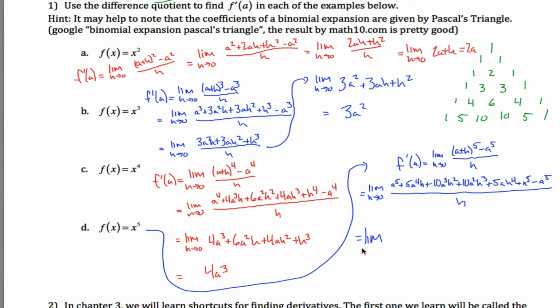So I can factor out an h from each of those terms and cancel it with this h, and get the limit as h approaches 0 of 5a to the 4th plus a bunch of junk that's going to end up going away: 10a cubed h, not h squared anymore, but h because I canceled it with this h, plus 10a squared h squared plus 5a h cubed plus h to the 4th power. And I can evaluate this limit. I could change all the h's into zeros. This goes away, this goes away, this goes away, this goes away. All I'm left with is 5a to the fourth.